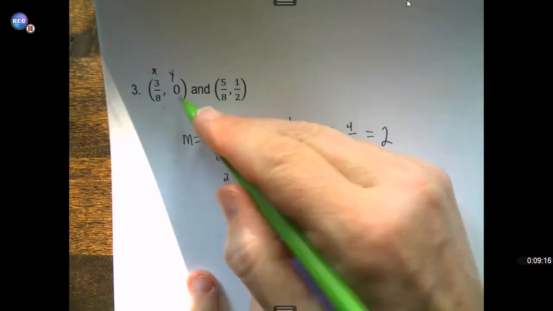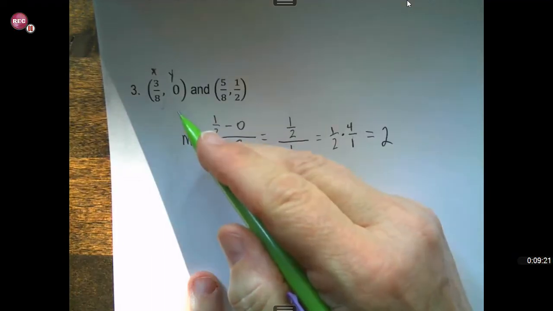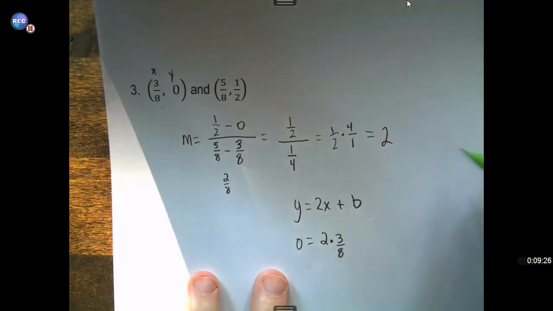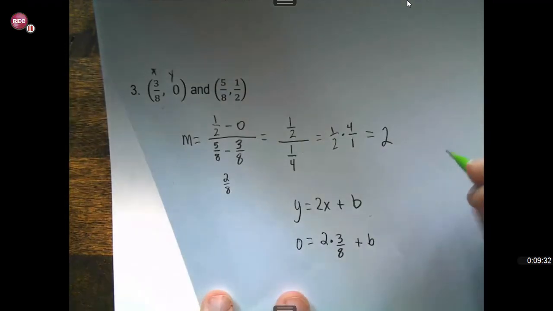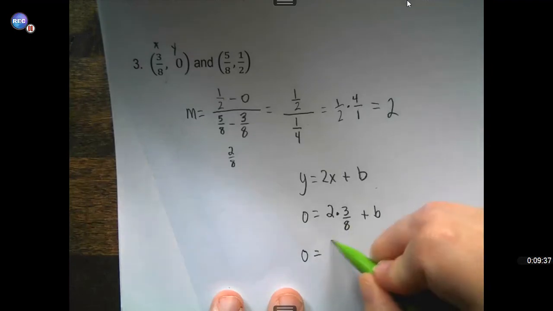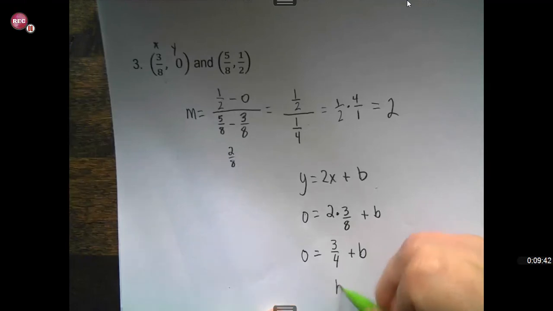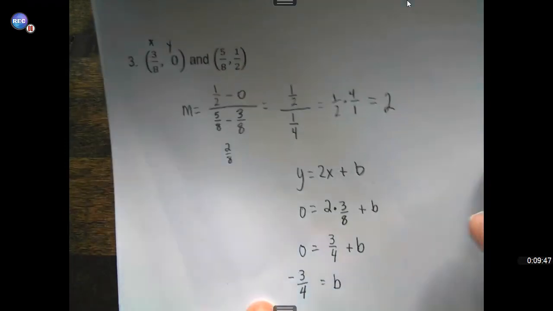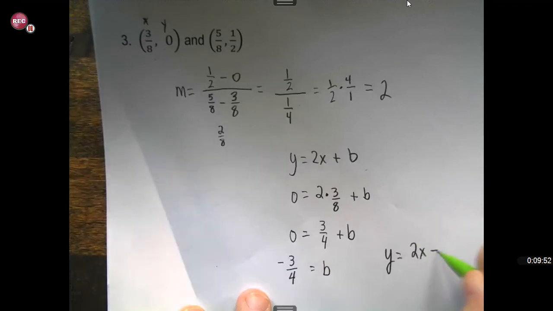So I'm going to plug in 0 for y. And I'm choosing this point because the y value is 0. It's going to make it easier. And I'm going to plug in 2 times 3/8 for x. Okay. And I do the math and I solve this equation. 0 equals 2 times 3/8 is 3/4. Then I would subtract 3/4 from both sides. So b is negative 3/4. My answer is y equals 2x minus 3/4.